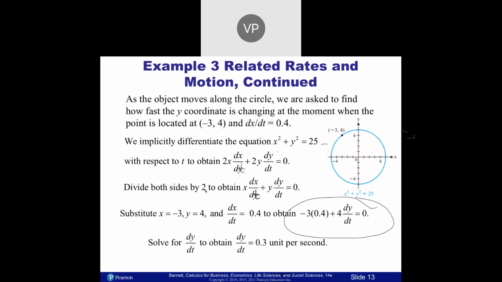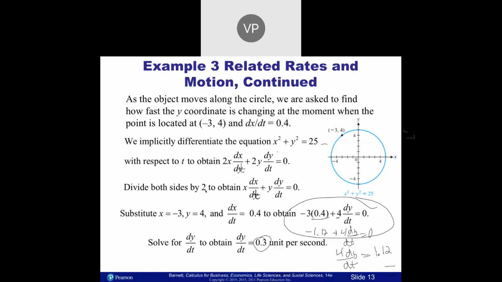So now they plug everything in, and in the equation, which is right here on the right, we have a -3 for x, we have a 0.4 for dx dt, we have a 4 for the y, and now you solve for dy dt. And just to make sure it's clear, this becomes a -1.2 plus 4 dy dt equals 0. Then you get a 4 dy dt equals 1.2, and then divide both sides by 4, and that's how they get this 0.3. So they're saying that y is increasing at a rate of 0.3 units per second.